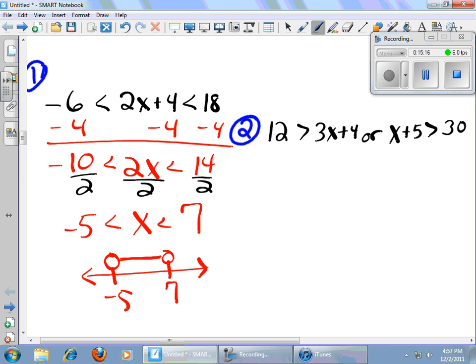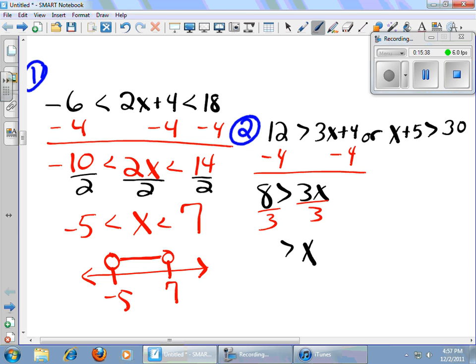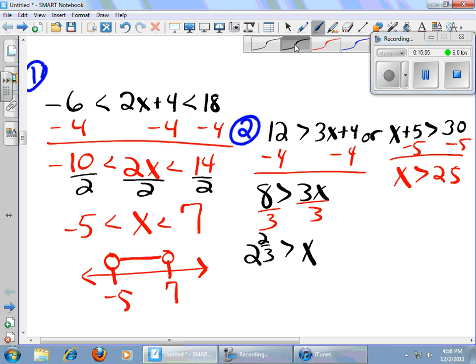Okay, my solution for 2 will be done independently. I'll subtract 4 to begin with. When I do that, I will get 8 is greater than 3x. I'll divide by 3. So then I will get 2 2/3. Sorry, I'm getting very tired. It has been a long week. I'll come over here and do this part. I'll subtract 5 from each side. I'll get x is greater than 25. So my solution is 2 2/3 is greater than x, or x is greater than 25.